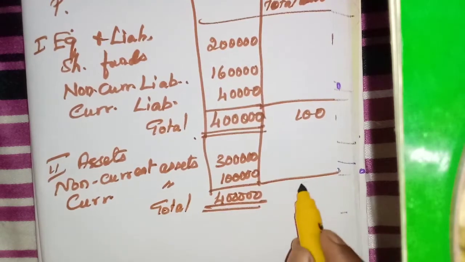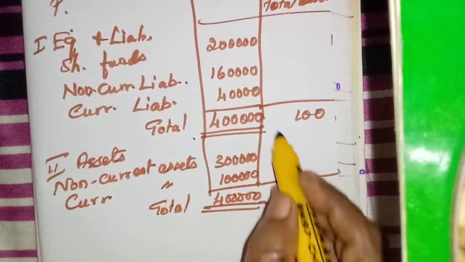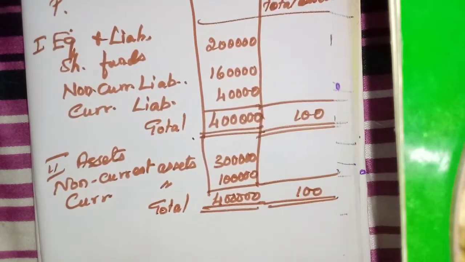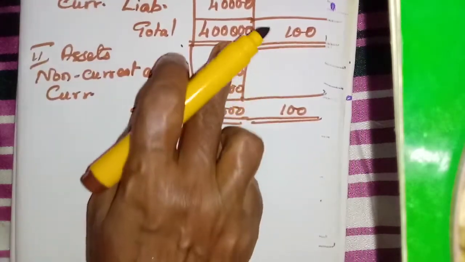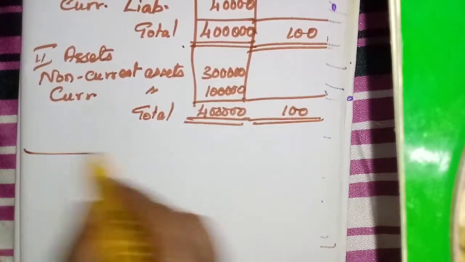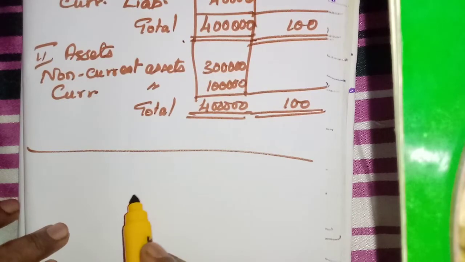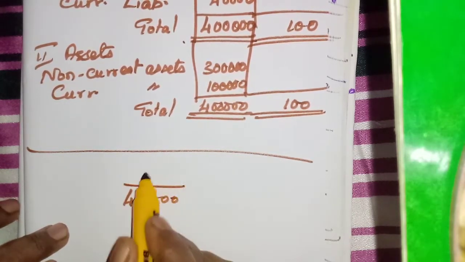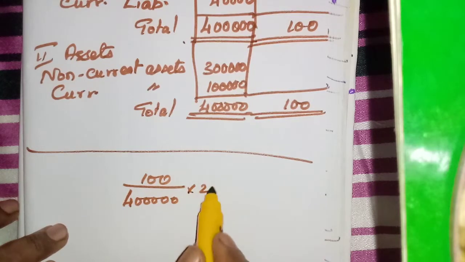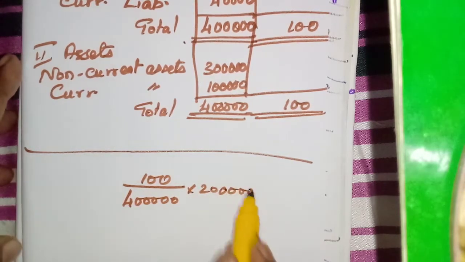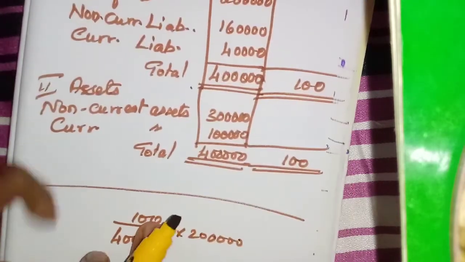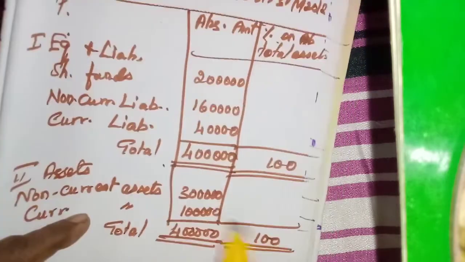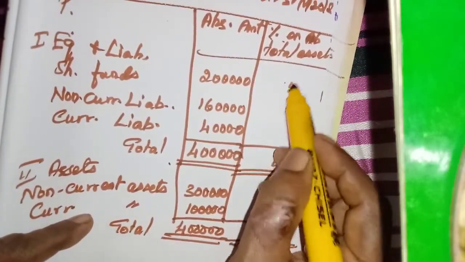Total is the base. Now we need to calculate. For 4 lakh it is 100. So for 2 lakh we can do in memory, isn't it? For 4 lakh 100, half of 4 lakh is 2 lakh. So we will get 50.